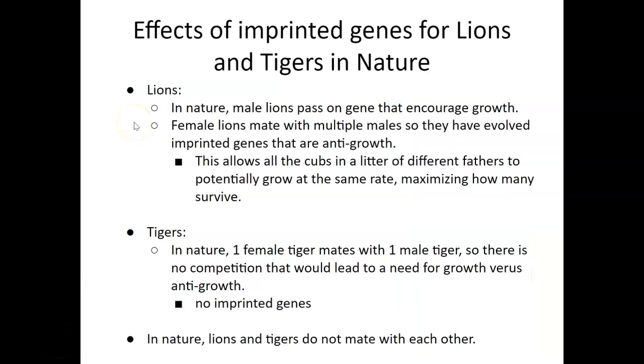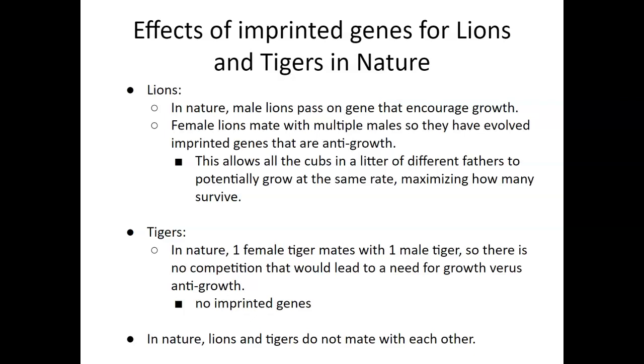This is a specific IB example, so you should make sure that you do know this example, maybe write IB. There are imprinted genes present in other types of mammals like lions, and so we're going to talk about the effects of that. In nature, male lions are passing on genes that encourage growth, right? That say you will be a large lion.